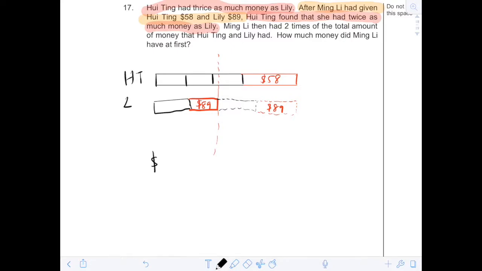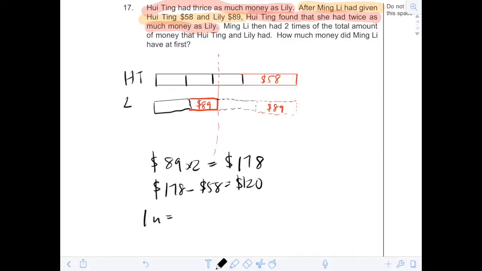So from here you're going to get $89 times 2 will give you 178. Sorry, not 158, should be 178. Okay, after that you take the 178 minus off the $58, you get $120. So now you know that 1 unit equals $120.